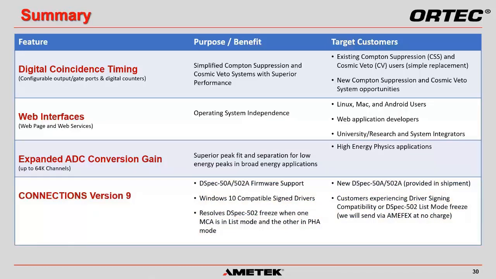In summary, we have discussed the new features in the advanced DSpec 50A and 502A, including digital coincidence timing to simplify Compton suppression and cosmic veto systems with superior performance, web page and web services programming interfaces so the instrument can be used without a Windows-based computer, the ADC conversion gain expansion to 64K for superior low energy peak separation and fit when very high energy peaks are also of interest, and Connections version 9 to support the new instrument firmware, Windows 10 driver signing compatibility, and to resolve a legacy issue with the DSpec 502.